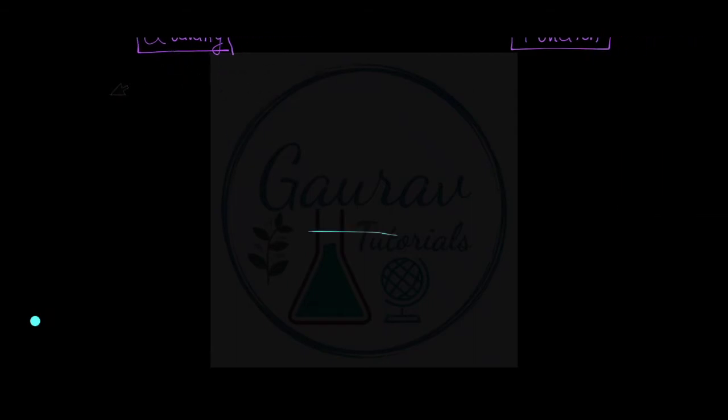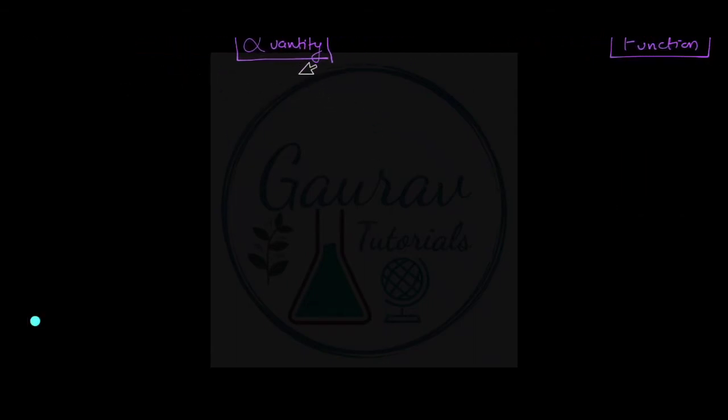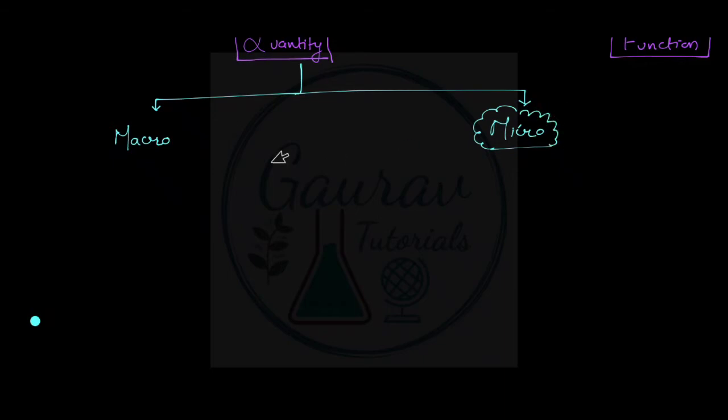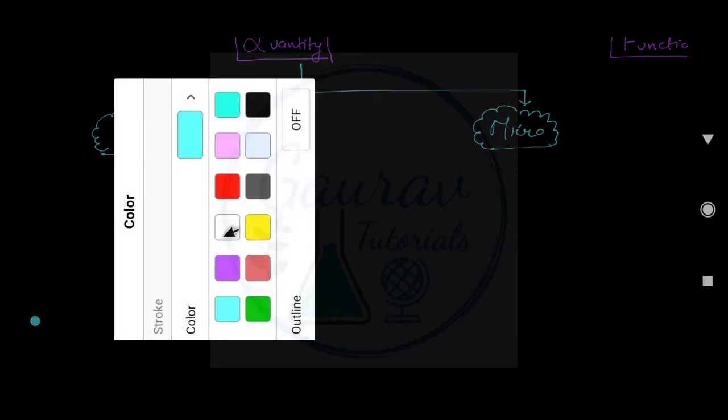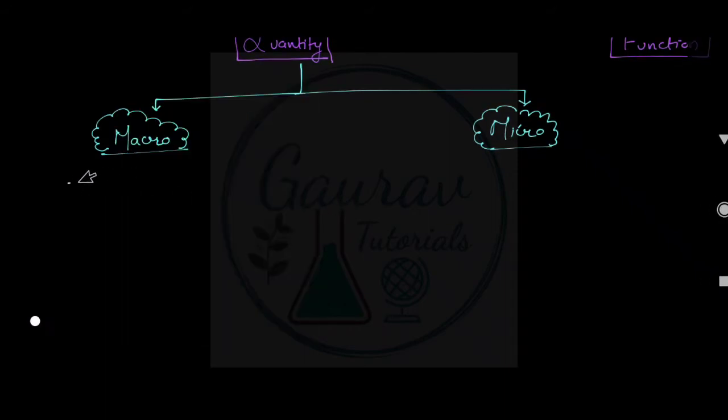If I'm talking about the quantity, I can group these essential elements into two categories. First is macronutrient, and the second category would be micronutrient. Now, as the name suggests, micro means something that would be required in a small amount, and macro means something that would be required in greater amount, right? So these are a group of elements which are required in large quantity.